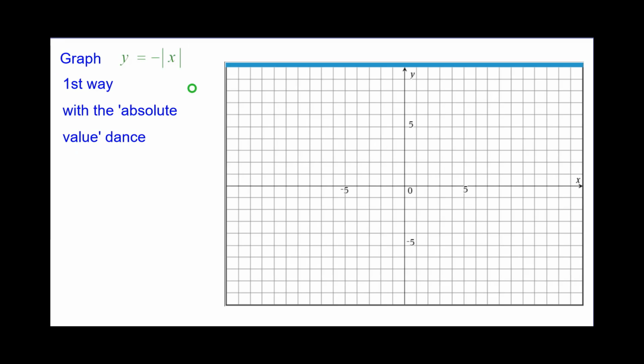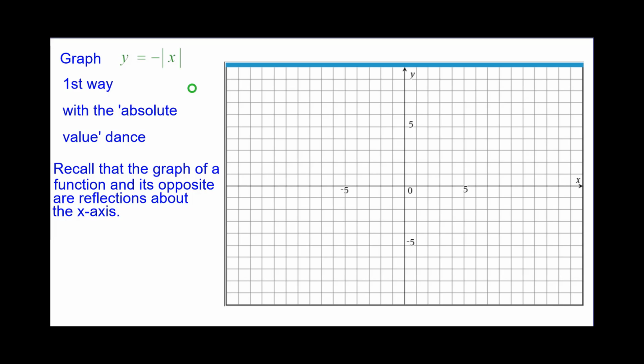So we're going to graph this using what I call the absolute value dance. Please recall that the graph of a function and its opposite are reflections or mirror images about the x-axis. That is, with the same x-coordinates, they have opposite y-coordinates.